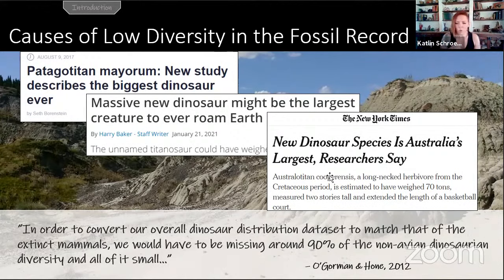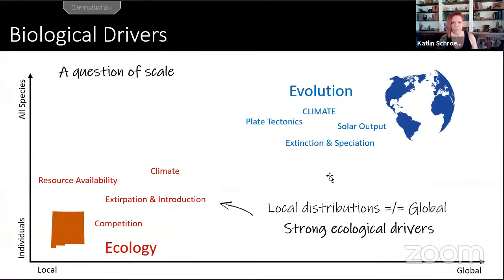And so if we want to look at that kind of question, we need to look at scale, right? So quite helpfully from modern ecology, we know that when we look at global distributions like the one from O'Gorman and Hone, what we're really looking at are the effects of large scale drivers. So these are things like climate and plate tectonics, things that are acting on multiple species or between multiple groups of species over huge areas and over potentially a very long time.